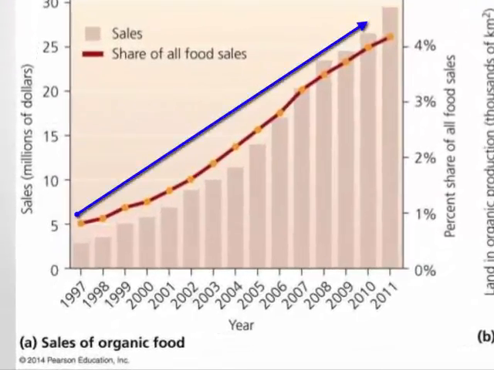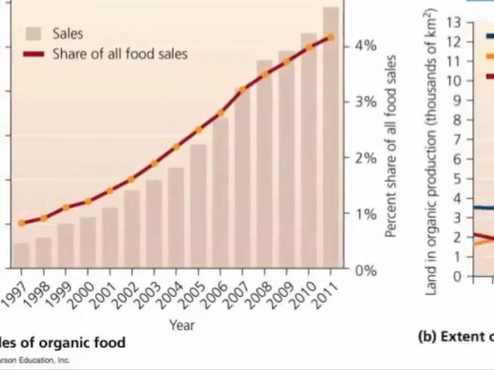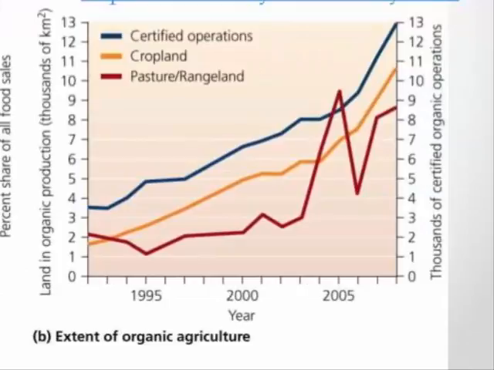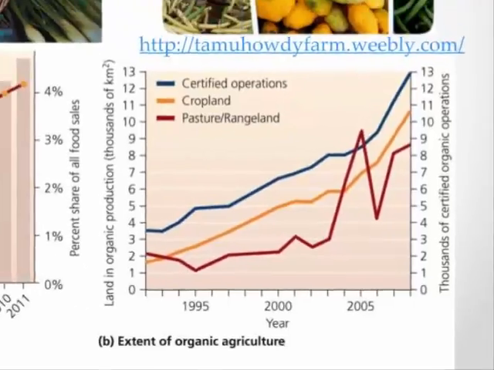Sales of organic food have increased rapidly in the U.S. since 1997. Worldwide, organic sales more than tripled between 2000 and 2010. Additionally, the amount of land devoted to organic crops and agriculture and the number of certified organic producers have increased substantially since the early 1990s.